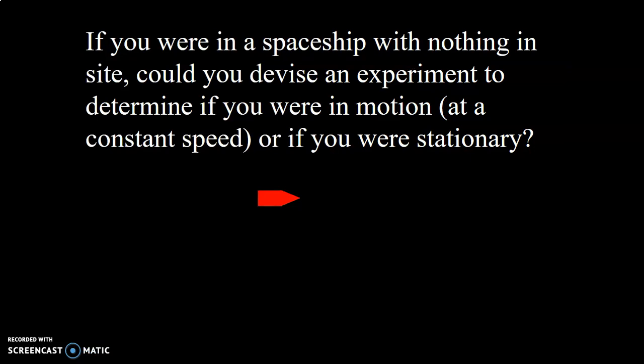If you were in a spaceship in outer space, and there were no stars and nothing around for you to look at, could you devise an experiment to see if you were in motion at a constant speed, or whether you were stationary? The answer is you really couldn't. There's no experiment you could use to determine whether or not you were moving or stationary if you were moving at a constant speed in a straight line. Now, if you were accelerating, you could definitely determine that. You could use a simple glass of water, and the liquid level in the water would shift in the direction, or opposite the direction, that you were accelerating.